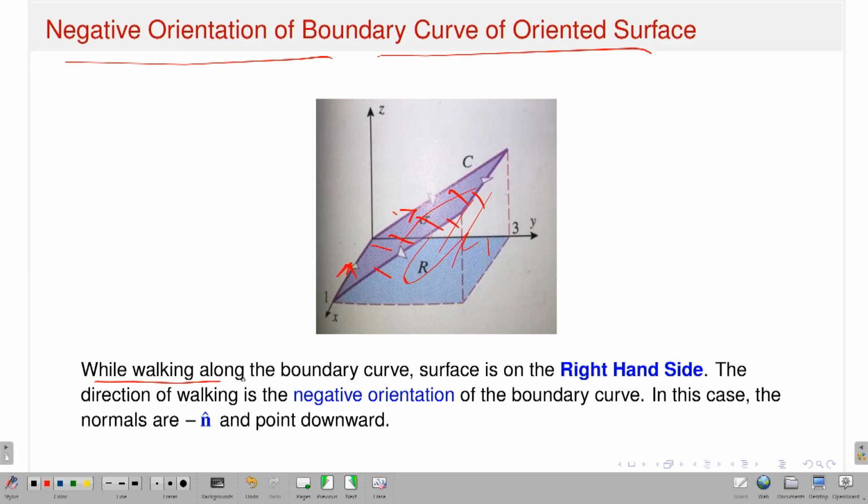So while walking along the boundary curve, the surface is on the right hand side, because of the direction I have given. If I go in this direction, my surface is on the right hand side. Therefore the direction of walking is the negative orientation of the boundary curve. In this case, the normal is minus n cap. That means the normal at the surface is pointing inward, or I should say downward. These are negative orientations.